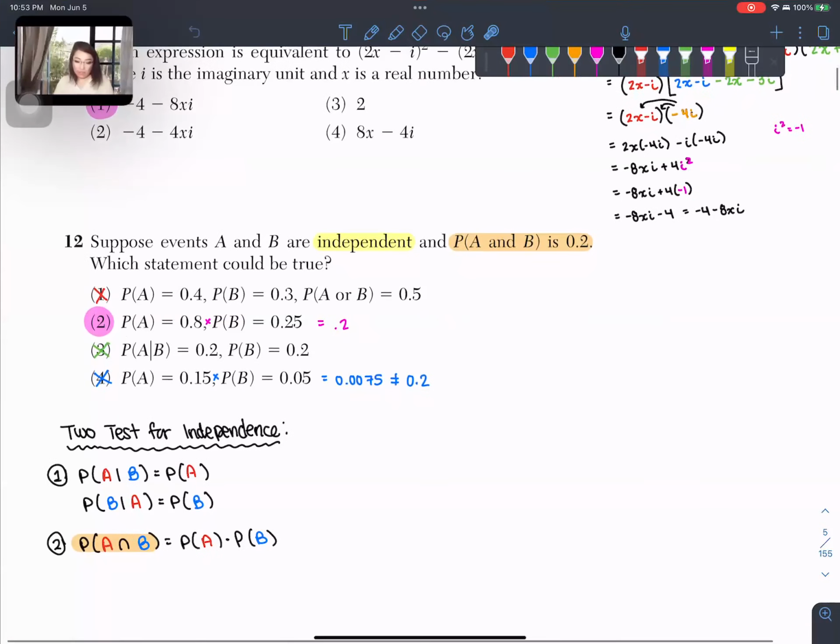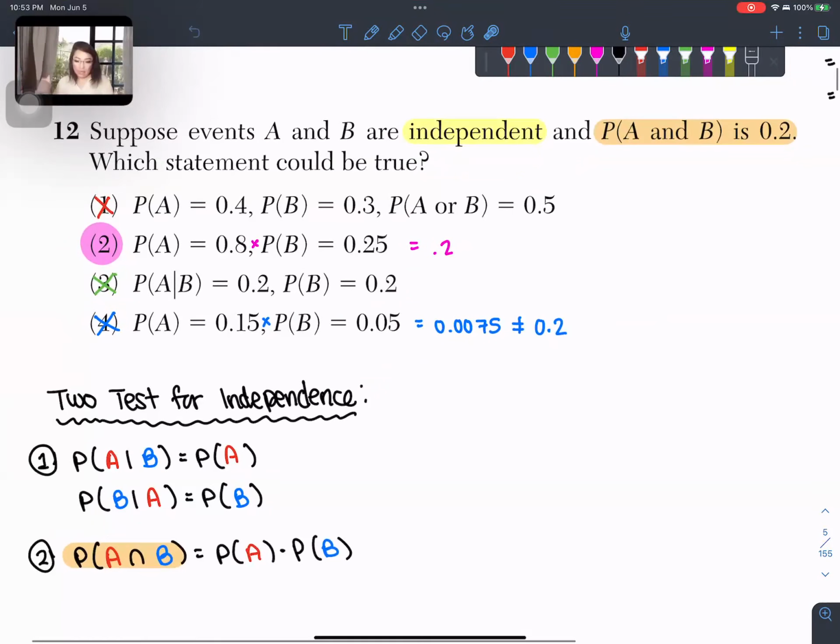The next part is that you need to know the independent test. They ask again in the short response, so you do need to know this. The intersection for independent events is just the probability of A times B. So you just multiply P of A and P of B, and 2 is the only one that multiplies to 0.2, 0.8 times 0.25.